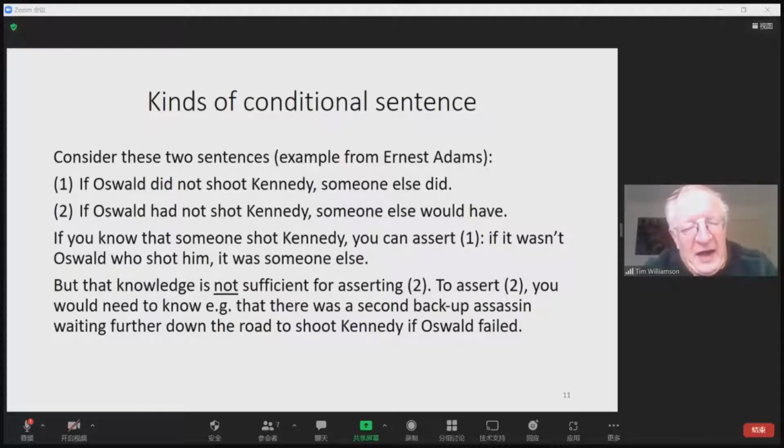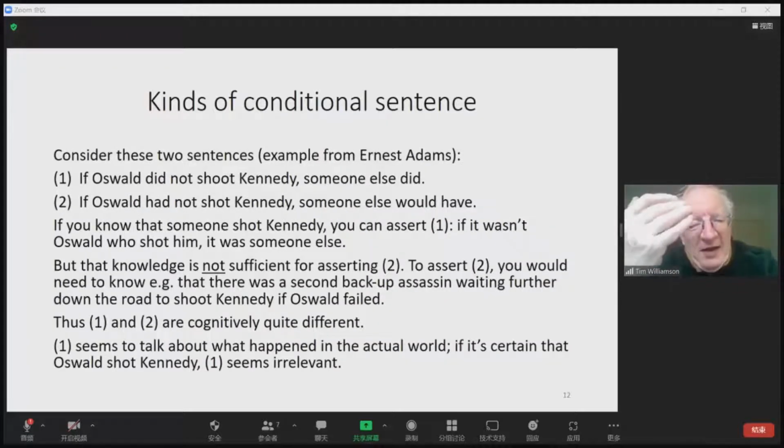or perhaps you might know that Kennedy's style made him someone who was sooner or later bound to be assassinated, or something like that. That would be an alternative reason for asserting two. But two very much does not follow from just the fact that someone shot Kennedy. So despite the similarity between these sentences, they're saying something quite different, and it could easily be that sentence 1 is true while sentence 2 is false.